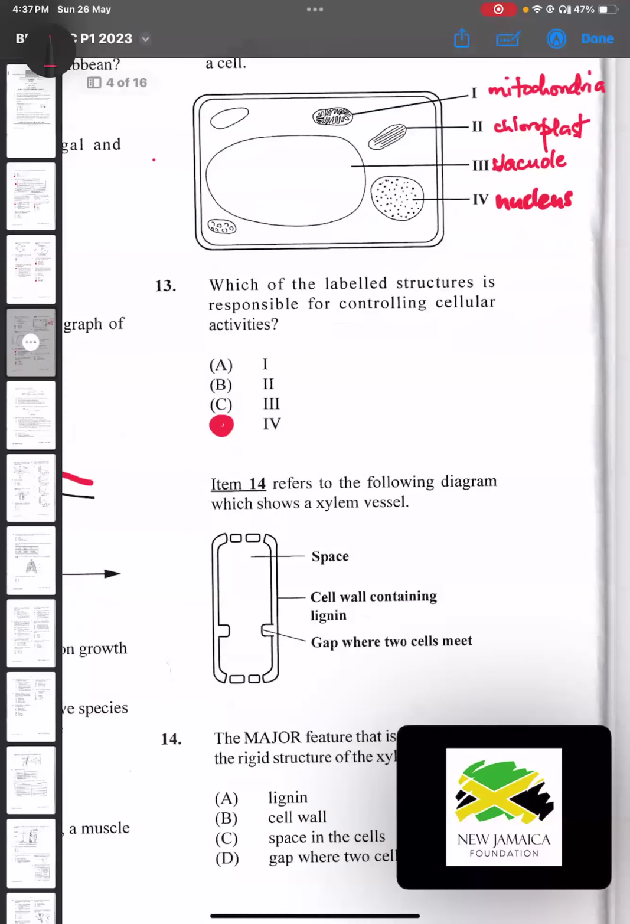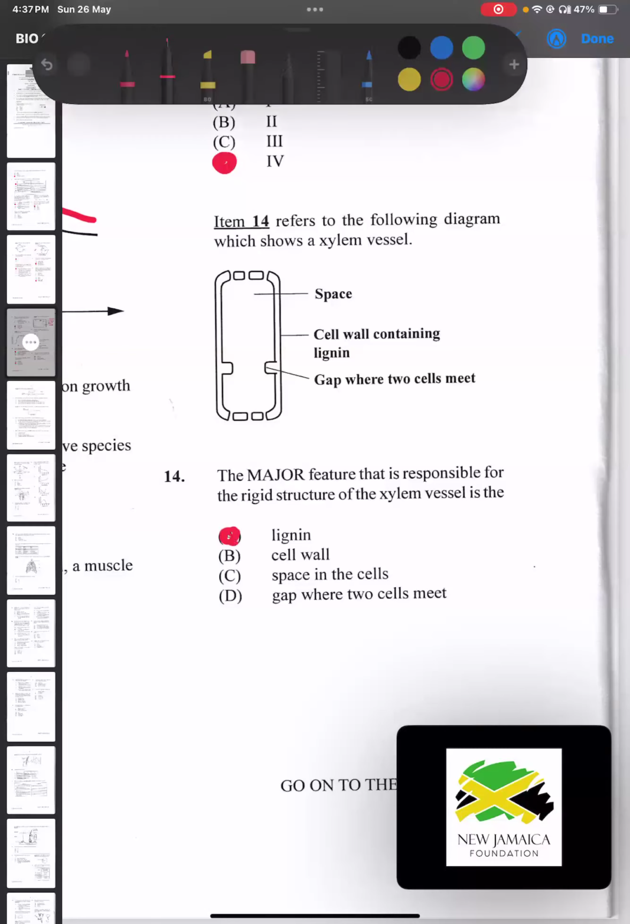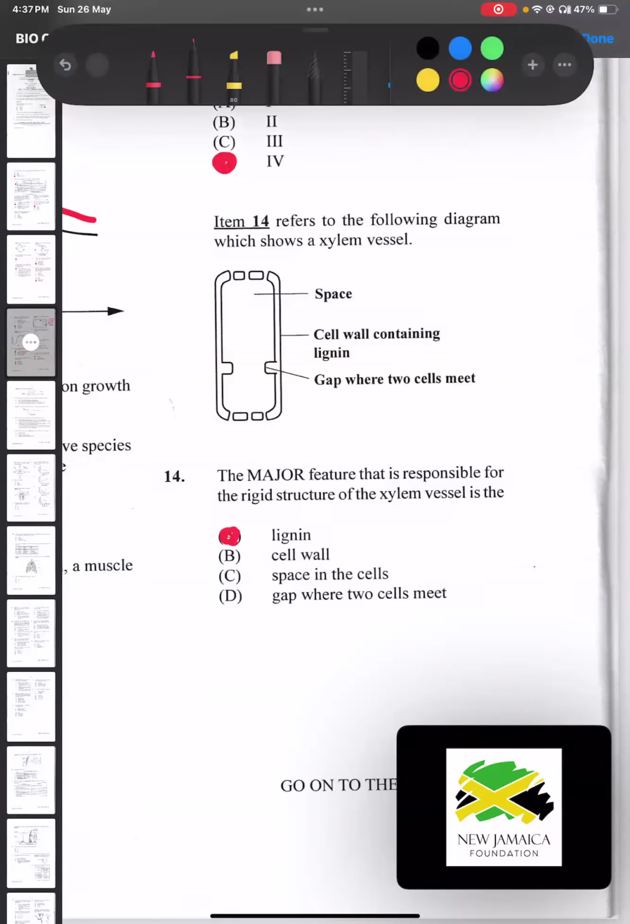And then we go on to number 14. It is asking you about the diagram of the xylem vessel. And it's saying the major feature that is responsible for the rigid structure of the xylem vessel is A, where the lignin. So the lignified walls are what give us the rigid structure in the xylem.